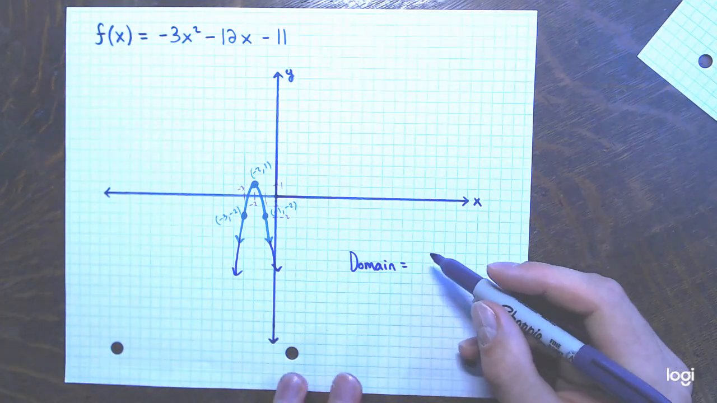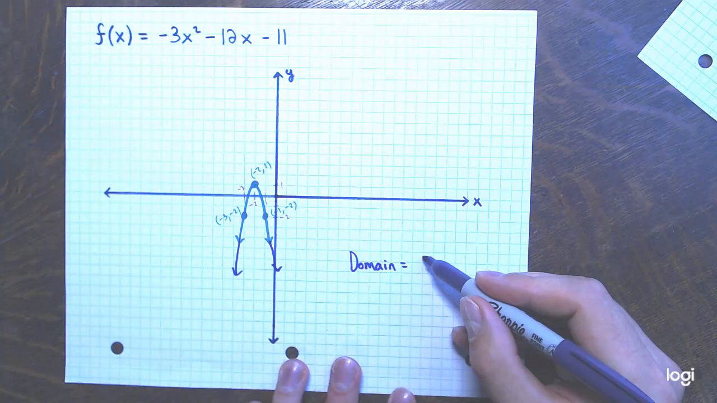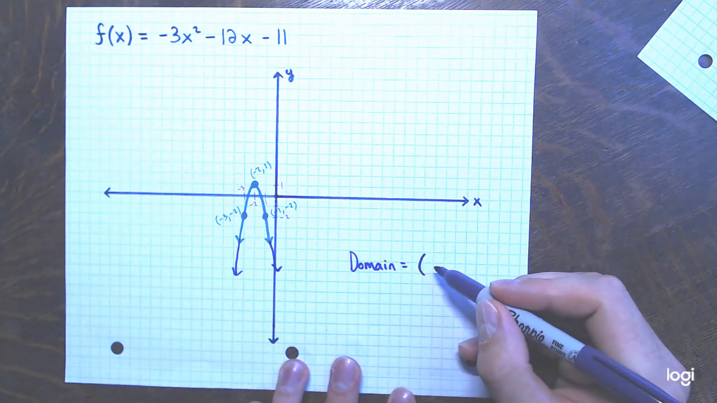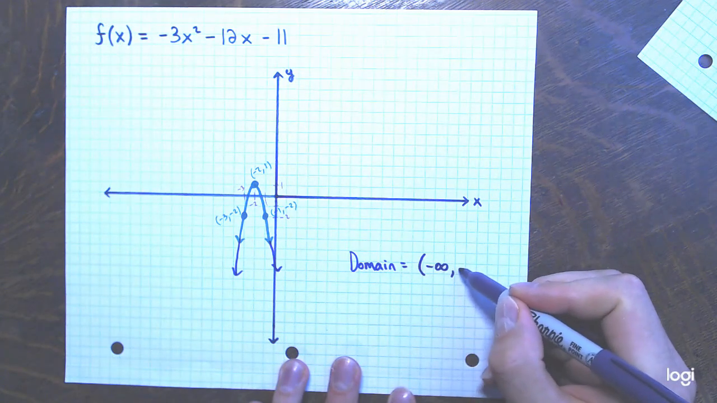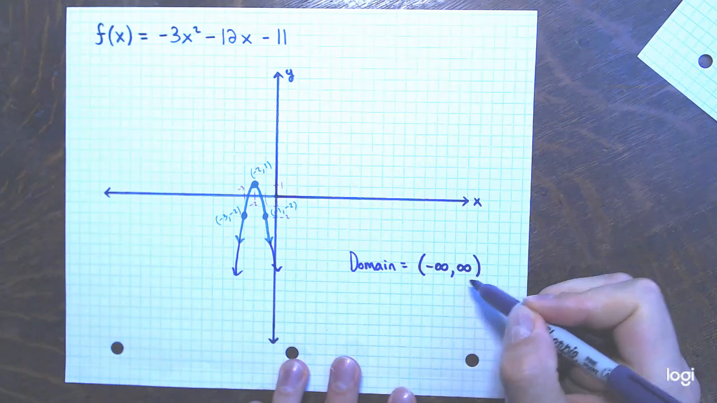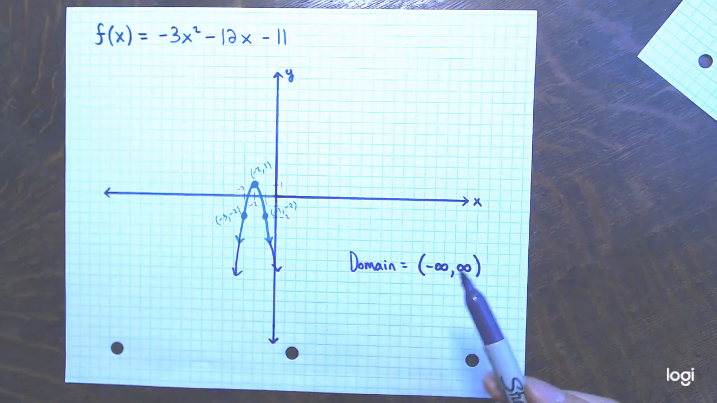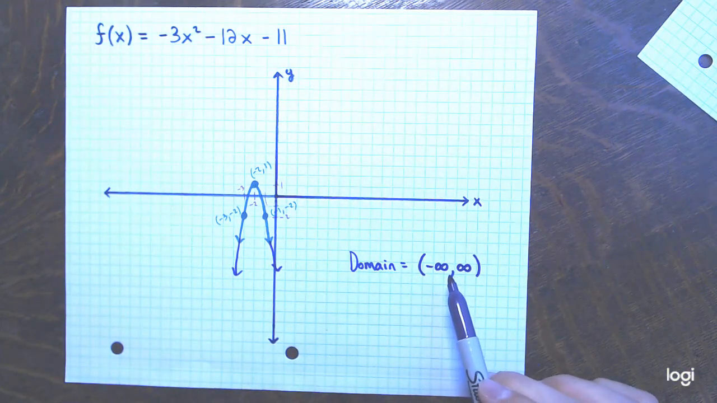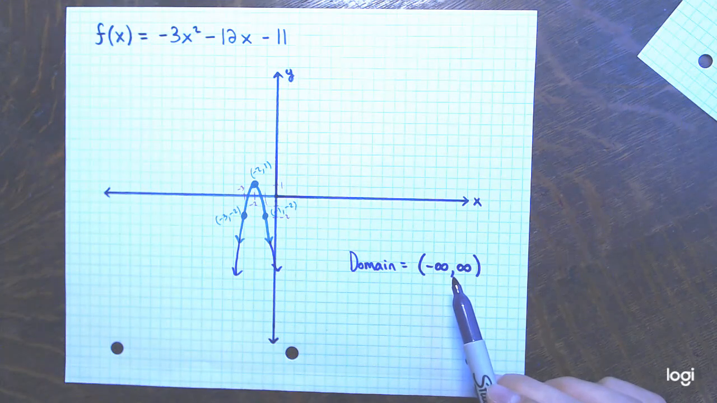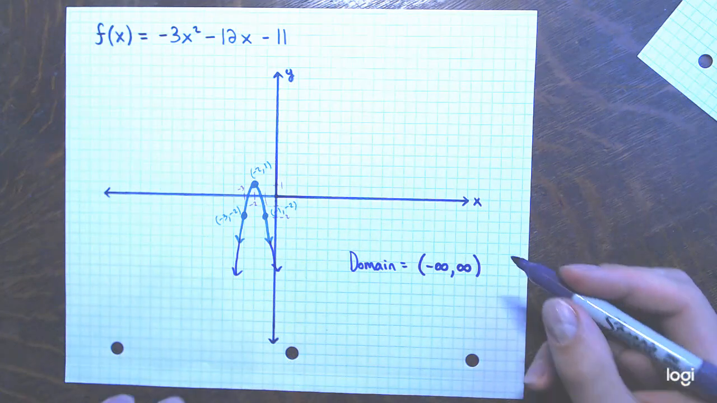So the domain is all real numbers, and I'm going to indicate that with interval notation. That's every number from negative infinity to infinity, right? All real numbers with parentheses on those. And if you're unfamiliar with interval notation, please look up a video on it. I've put up one before on interval notation.